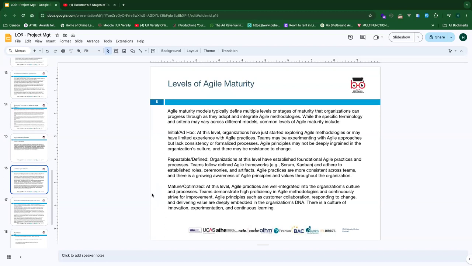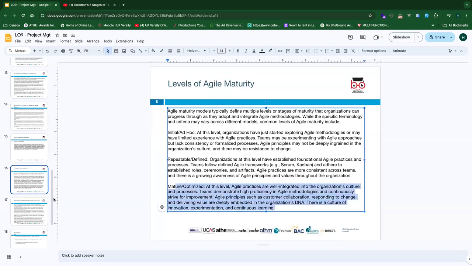Matured or optimized. At this level, agile practices are well integrated. Everybody knows different agile methodologies and how to collaborate in a team. So at this level, agile practices are well integrated into the organizational culture and process. Teams demonstrate high proficiency in agile methodologies and continuously strive for improvement. Agile principles such as customer collaboration, responding to change, and delivering value are deeply embedded in the organization's DNA. There's a culture of innovation, experimentation, and continuous learning at this matured level.